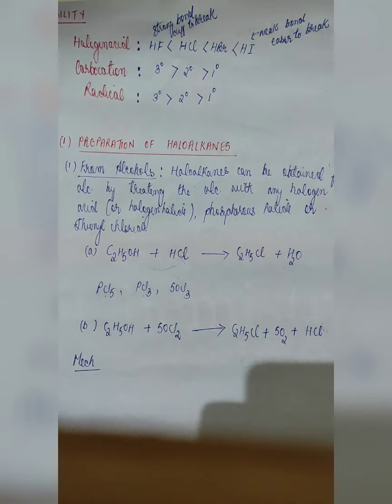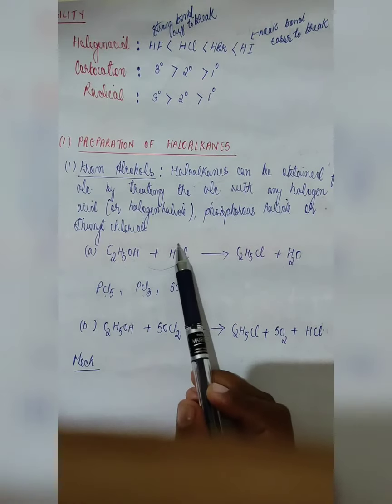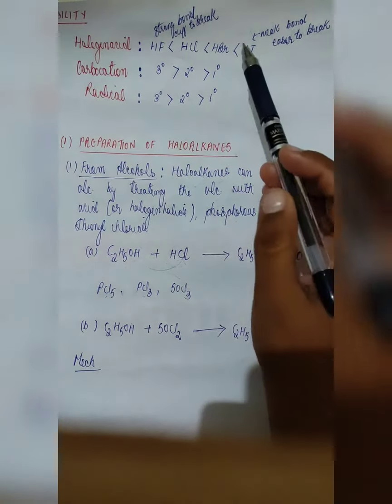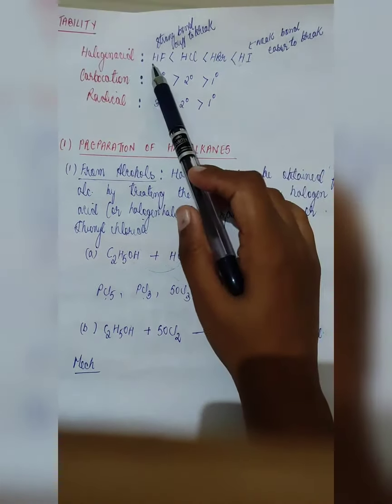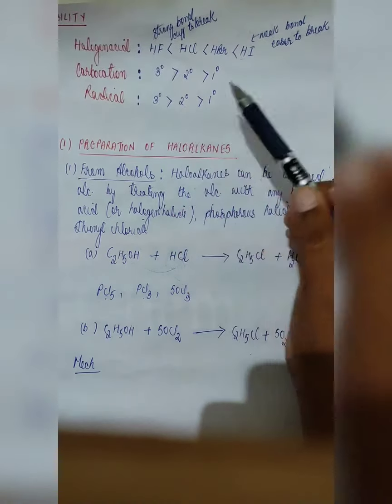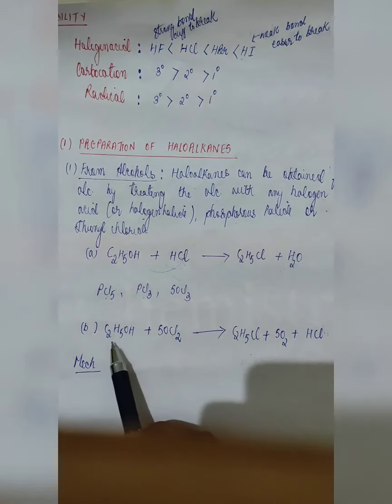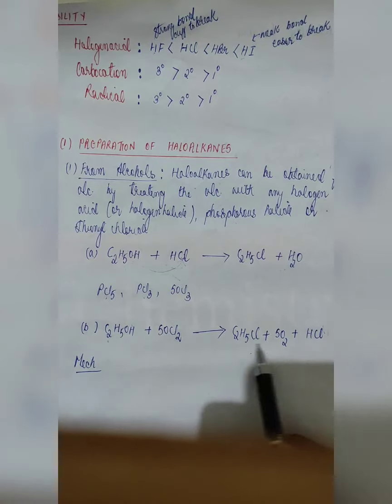Remember one thing, alcohol will react with any hydrogen halide to give this product except HF. With HF, no reaction is going to happen, just because the bond between H and F is so strong that bond breakage is not possible. That is why when alcohol reacts with HF, no reaction will occur. Now let us come back to this. Let us see the mechanism, how it is formed.